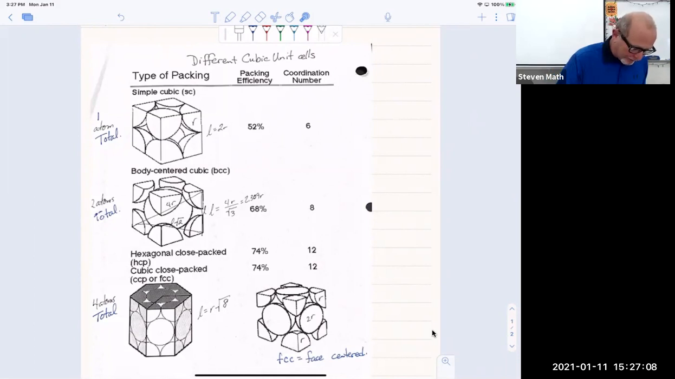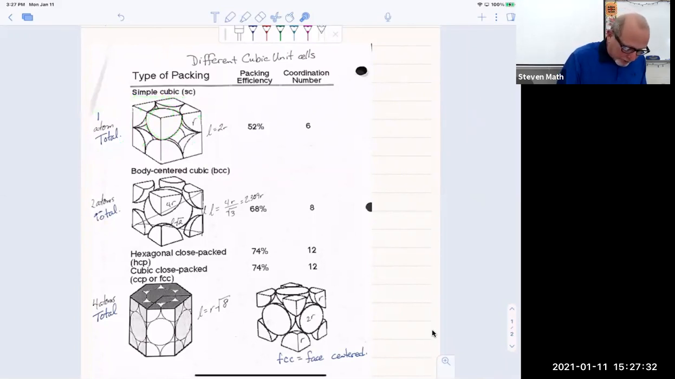Think about that. If you take a grape or an orange or an apple, cut it in half. Now cut it in half again. Now cut it in half again. Keep cutting. You're going to get down to this 1/8 of a corner. If I have 8 corners, 1/8 of a corner each, there is one total atom in a simple cubic unit cell.